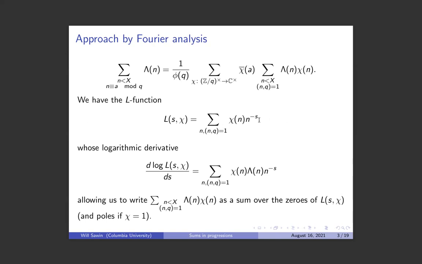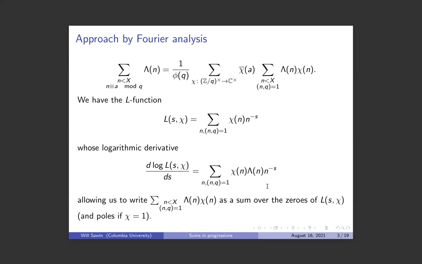So to do that, we have the L function, which is the sum of chi of n times n to the minus s over natural numbers n relatively prime to q. The reason this is relevant is you can calculate formally the logarithmic derivative of the L function, and it is equal to the same sum now with lambda of n inserted: chi times lambda times n to the minus s.